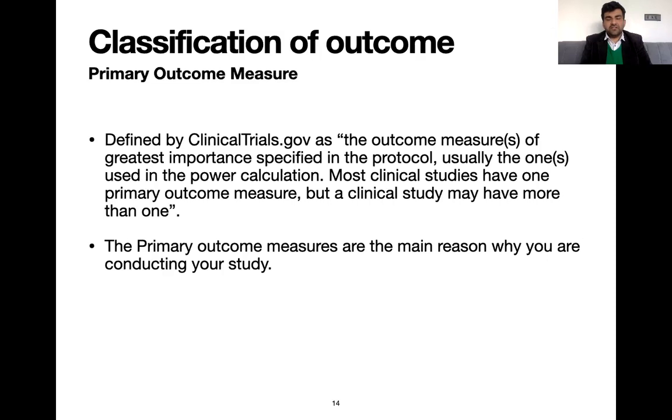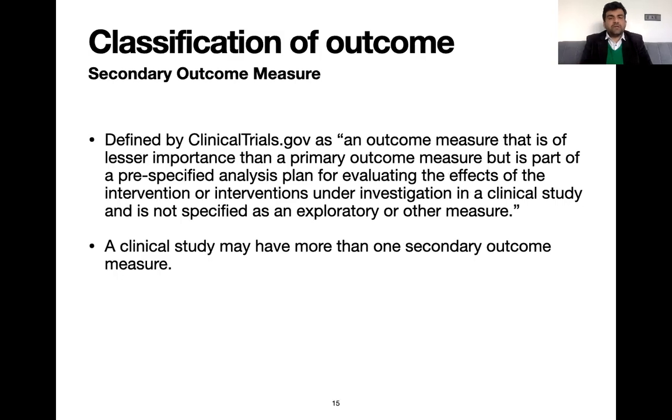Primary outcome measure is determined as the outcome measure of the greatest importance specified in the protocol, usually the one used in the power calculation. Most clinical studies have one primary outcome measure, but a clinical study may have more than one. In layman terms, the primary outcome measures are the main reason why you are conducting the study.